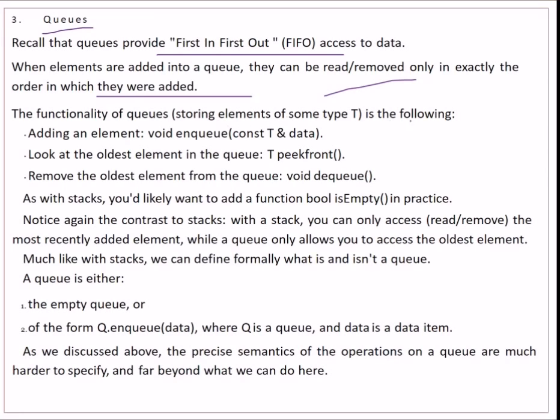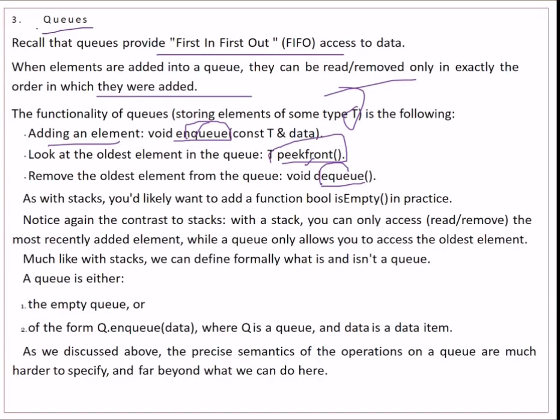The functionality of a queue, storing elements of some type T, is like this. Adding an element is known as enqueue. Looking at the element may be called peek or see; many books use many function names. And for remove, the name is dequeue.